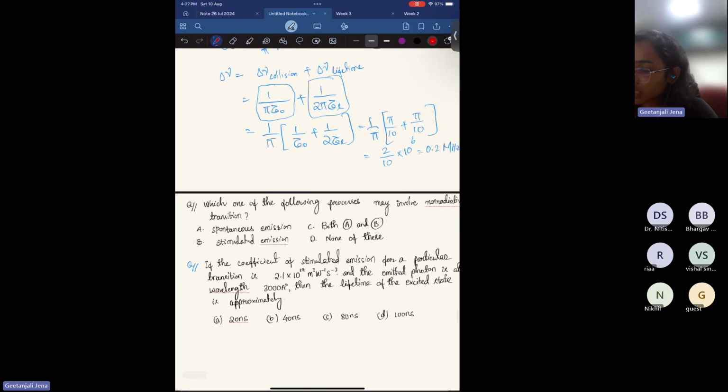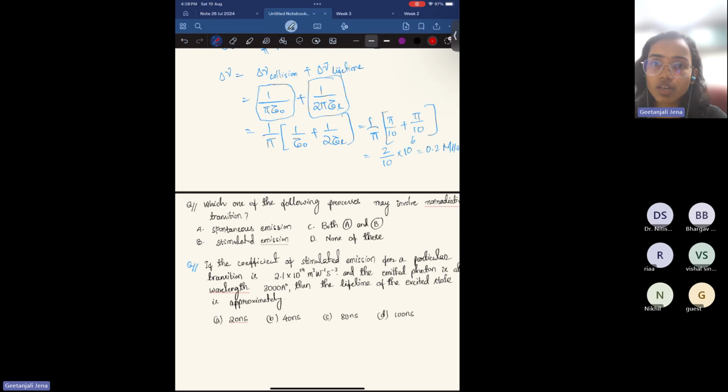So the first question is, which one of the following processes may involve non-radiative transition? The options are: A, spontaneous emission; B, stimulated emission; C, both spontaneous and stimulated emission; and D, none of these. If you say stimulated emission, it occurs in the presence of an external pump. Whenever this transition occurs, it always emits a radiation. That means there is no non-radiative transition in the stimulated emission case. So only spontaneous emission may involve the non-radiative transition.